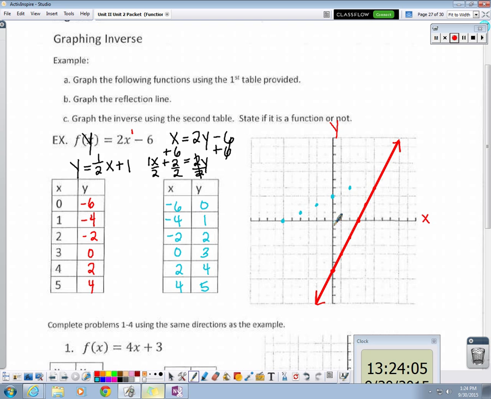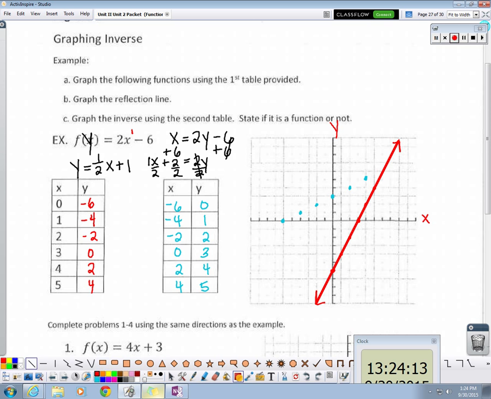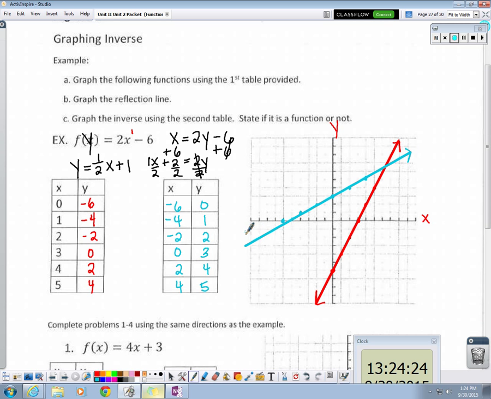And 4, 5. Okay, what did that form? It also formed a line, because when you do the inverse of a function, you will still get the same type of function. If it was linear, it's still going to be linear. It's just in a different place on the graph.